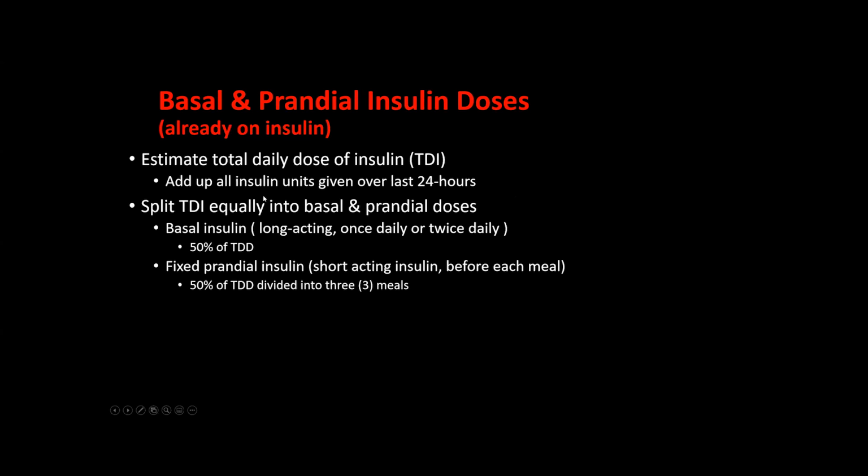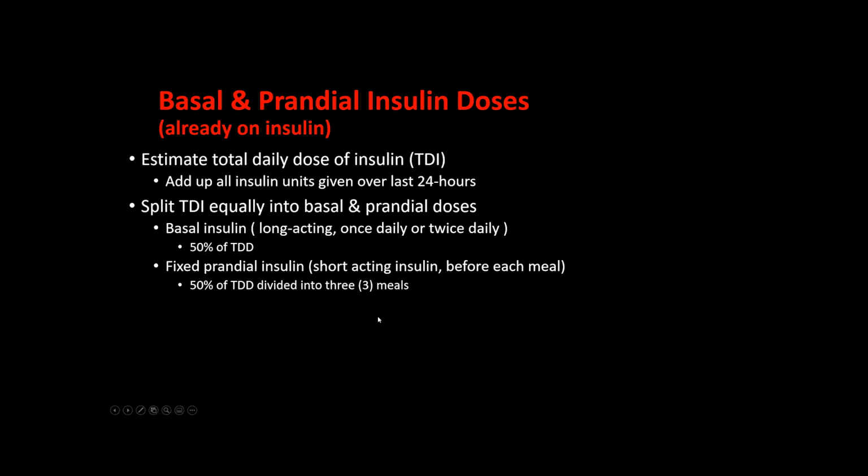So somebody who is using insulin already, you can add up all the insulin within the last 24 hours, and you can see that this is the base where you started. Then you can split it: 50% as a basal long-acting insulin, which you can make once daily or twice daily, and then you can give fixed-dose branded insulin, the short-acting insulin, before meals, and that's the other 50%.